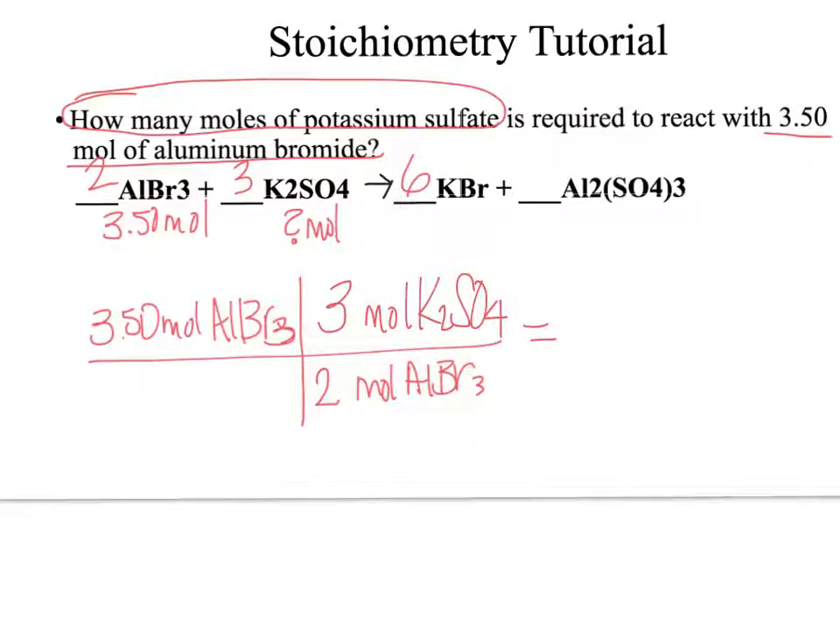So now I have my mole ratio. What this is saying is that for every 2 moles of aluminum bromide, here I need 3 moles of potassium sulfate to completely react. And so now we're ready to do our calculations. So I'm going to say multiply everything on the top and divide by the bottom. So the way that I would do this is I would say 3.50 times 3 equals, and then I would divide it by 2. And when I do that, I get my answer of 5.25, because I need 3 significant figures, moles of potassium sulfate.